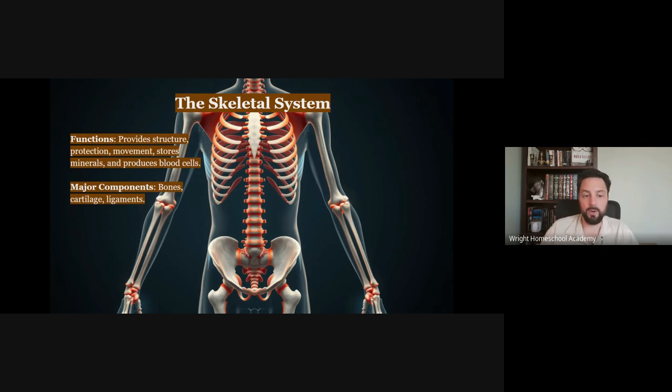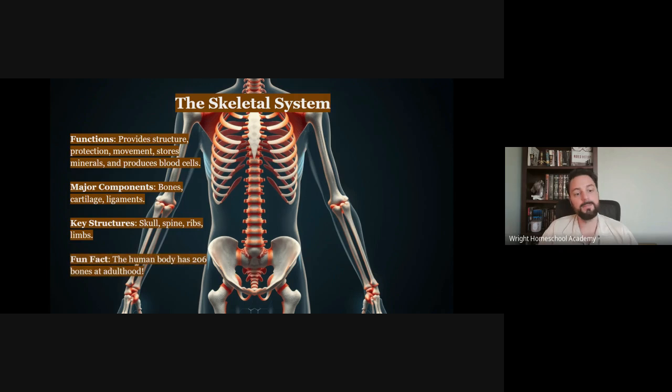So the major components there would be bones, cartilage, ligaments. Some people might include tendons in there as well. Key structures are your skull, your spine, your ribs, and your limbs, like your arms and legs. And there are 206 bones in the human body at adulthood.